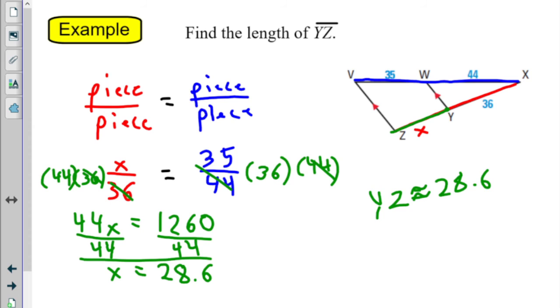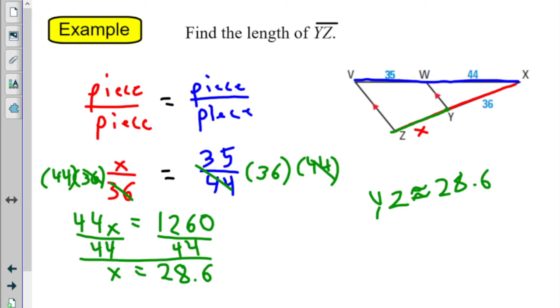But as long as you keep consistent and match up your red pieces and blue pieces with each other, match up your 44 with your 36, match up your 35 with your X. That's what should be happening in your proportion. You should basically be able to explain to me your system of how did you know what to put on the left side? How did you know what to put on the right side? How did you know what to put on top? How did you know what to put on bottom?